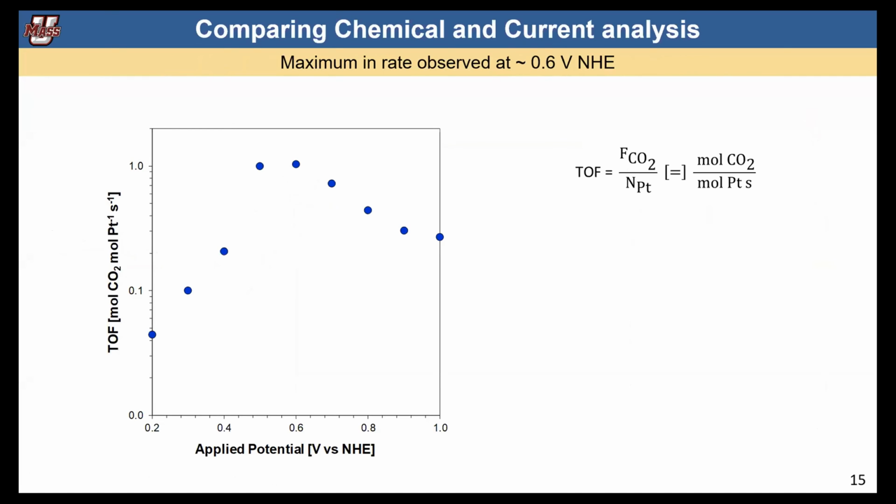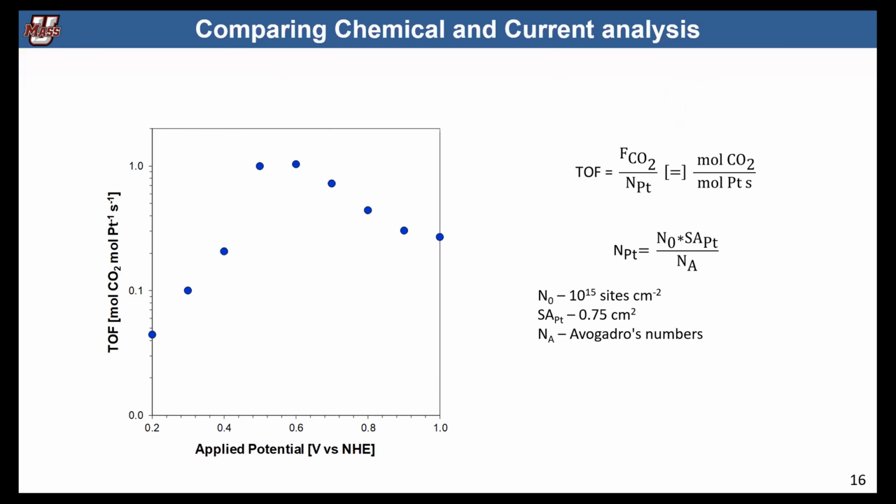Okay, great. So the first thing we looked at is, how do things operate under steady state or at potential static conditions, where we can measure the turnover frequency here through chemical analysis, not through the current. And what we can do is measure the molar flow rate of CO2 coming out, normalize it by the moles of platinum we know we have available to us, which we estimate based on the surface area of our platinum that's available for catalysis, and an average site density of about 10 to 15 sites per centimeter squared.